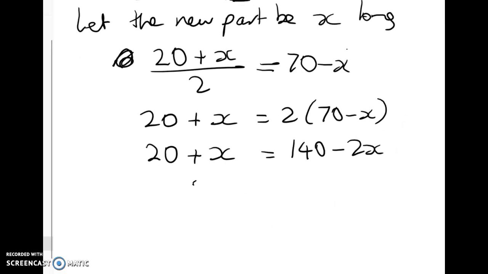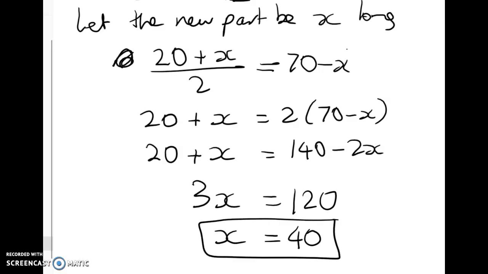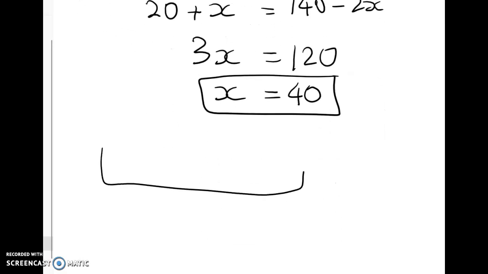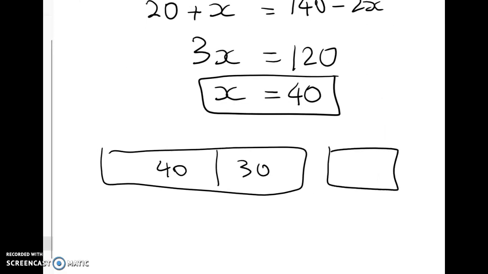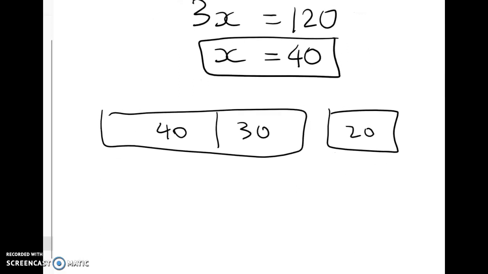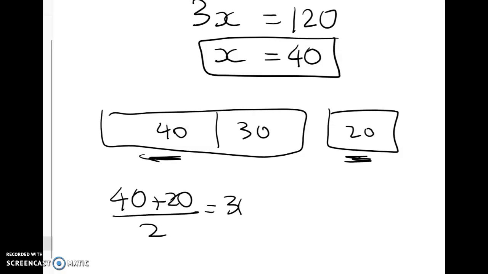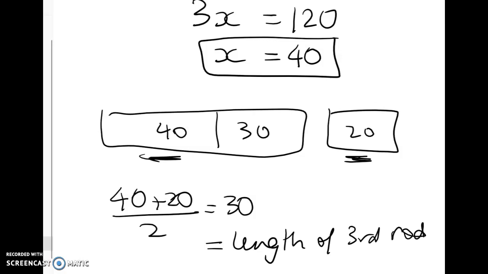So collecting up x's on this side, I get 3x is equal to 120. And that tells me that x is equal to 40. Well, that's pretty cool. Let's see if it works. This is 40. This must be 30. And this is 20. So now, if we take the 40 piece and the 20 piece, and we take their average, we get 30, which is equal to the length of the third rod in here.